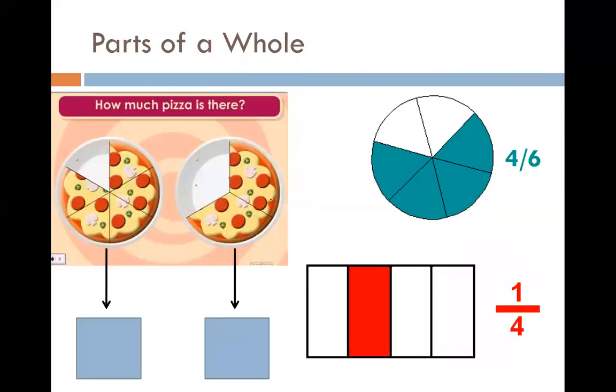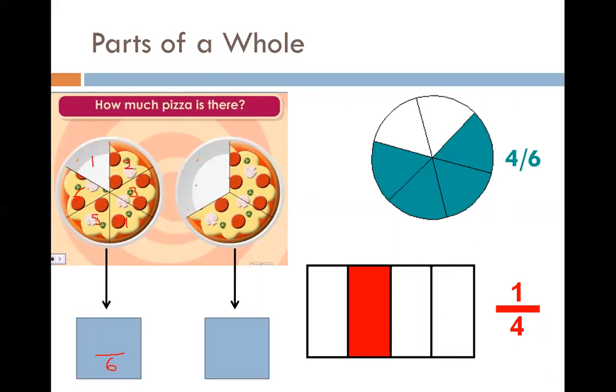So let's learn about the part of a whole. How much pizza is there with me now? I have to write the fraction for it. Firstly, we will count the total number of parts: 1, 2, 3, 4, 5, 6. So here I have a total of 6 slices of pizza. Then in a plate, we can put 6 slices of pizza. So the total number of parts is 6, and you have to write that as the denominator because the total comes in the denominator.